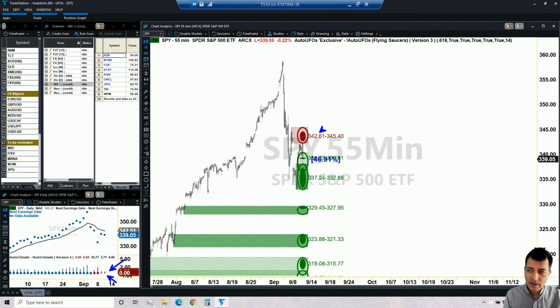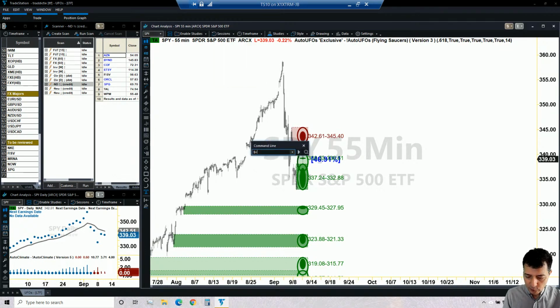And on top of that, you have UFOs above and below. So we are likely going to see a little bit of ranging action, okay? But if we do pick up speed, especially to the downside, it could be intense, okay? So we're going to be ready to position ourselves for the different possibilities the market will offer us.